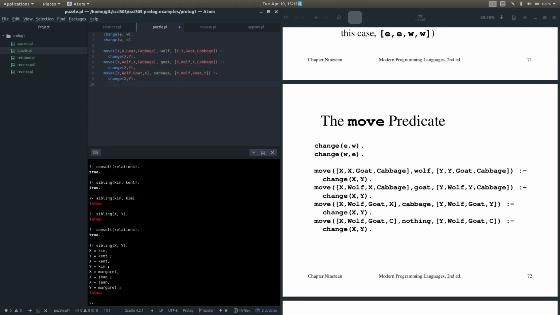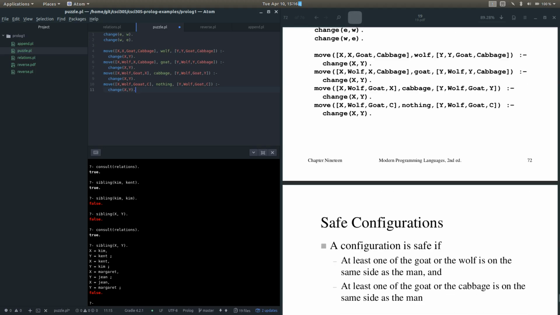And then finally we're going to define a predicate move such that we're moving the wolf, the goat, and C, right? This is the nothing move, so nothing changes except for the man. He just went back and forth. Okay, very good, right? So this is the move predicate that's defined now.